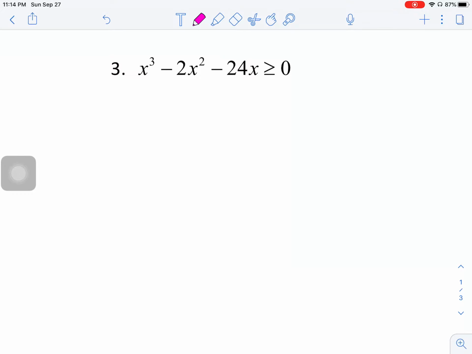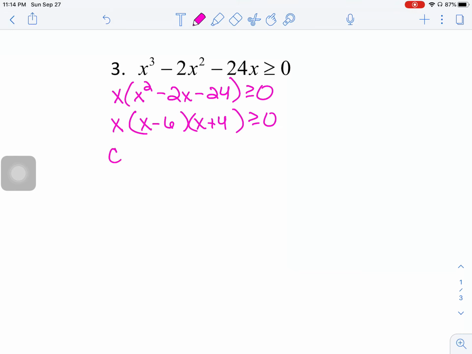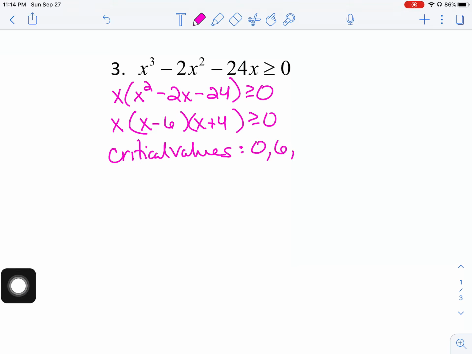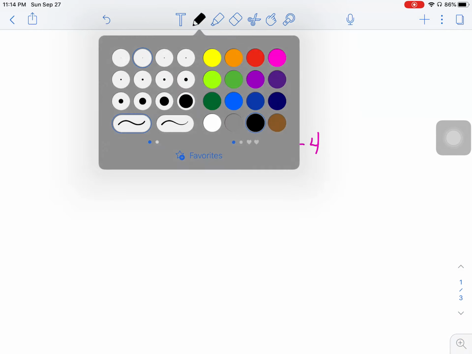So I am going to factor out an x, and then see if I can factor some more. Inside here, x minus 6, x plus 4, which will now give me critical values. My first critical value is this lonely x outside here. This x gives me a critical value of 0. This next factor gives me a critical value of positive 6, and the last factor gives me a critical value of -4. So all of those are critical values.